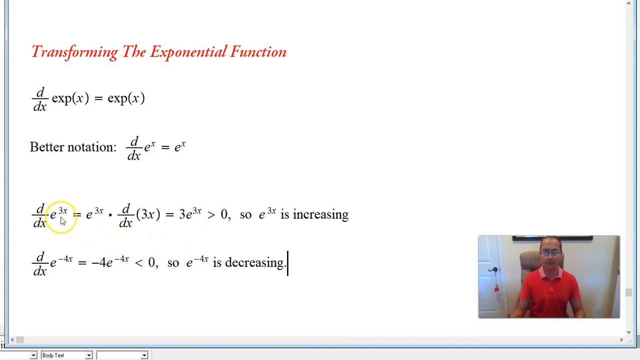So let's think about the generalization. If the coefficient of x in the exponential function is positive, then our function is still increasing, just like e to the x. But if the coefficient is negative, then our function is this time going to be decreasing. Okay, so let's go back to GeoGebra and check our conclusions.